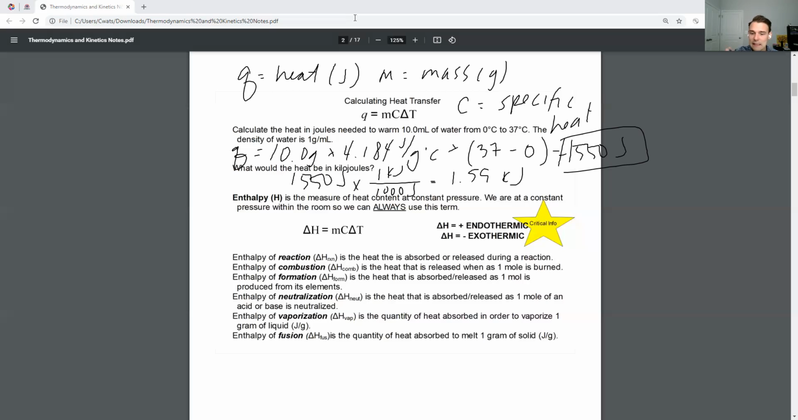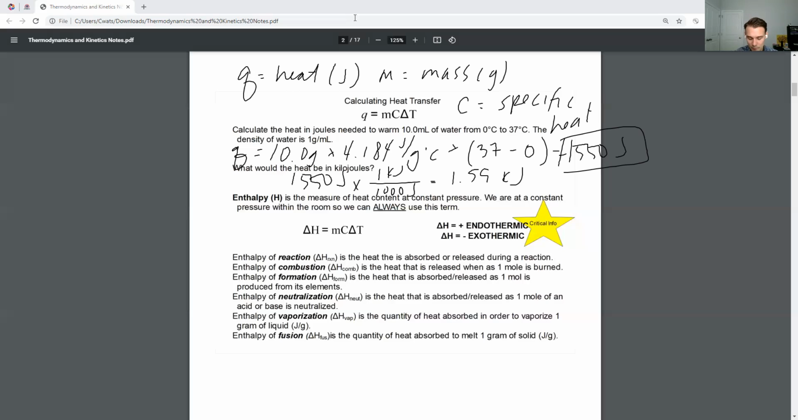It's super important that we understand what our signs are telling us. If delta H is positive, it's endothermic. That means energy is going into it. If delta H is negative, it's exothermic, energy is coming out. If you don't understand that idea, this whole module is going to be terrible for you. The idea of knowing that sign is super, super, super important. So make sure you understand the difference between a positive delta H and a negative delta H.